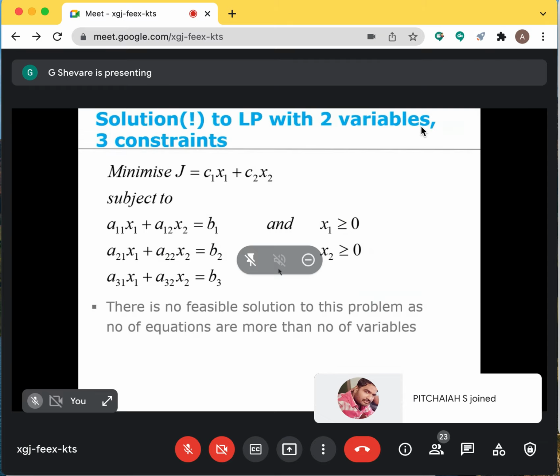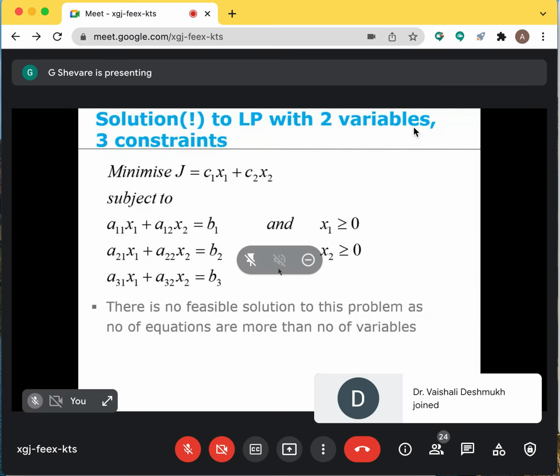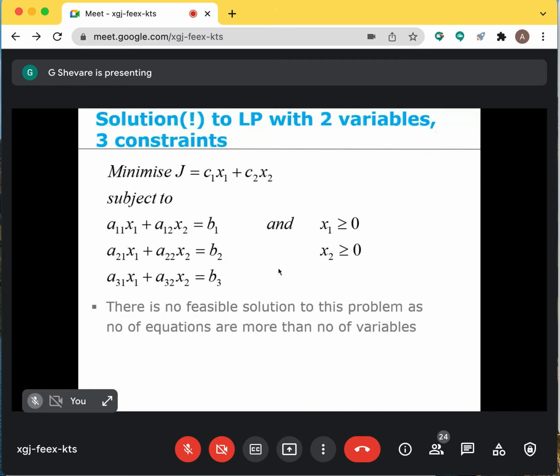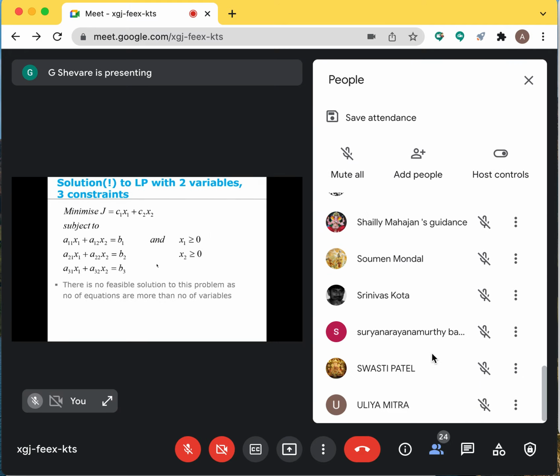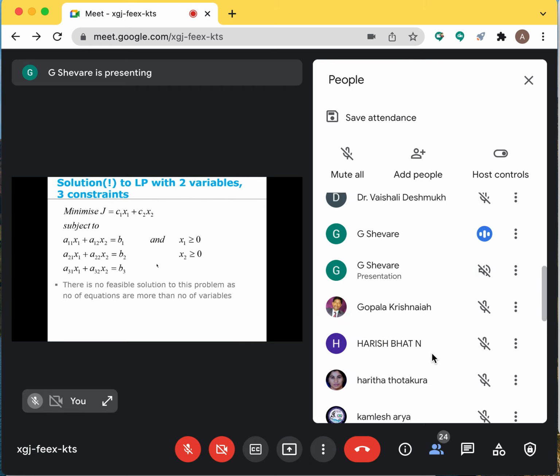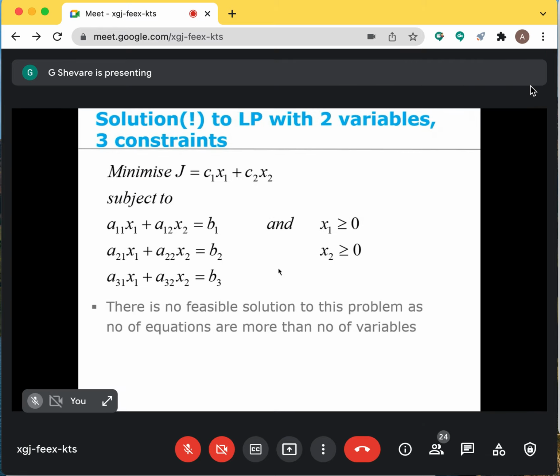Now we'll go to the next level: solution to a linear programming problem with 2 variables but 3 constraints. Let us define the problem. Minimize J equal to C1 x1 plus C2 x2 subject to equality constraints A11 x1 plus A12 into x2 is equal to B1, etc., and x1, x2 non-negative. Can we get a solution to this problem? No, it is not possible, because the number of equality constraints is more than the number of design variables. Therefore, there is no solution to this problem.